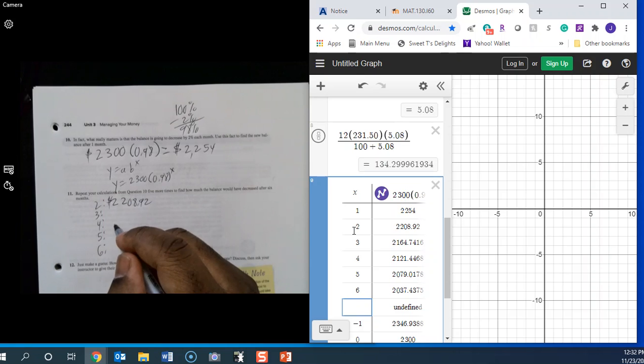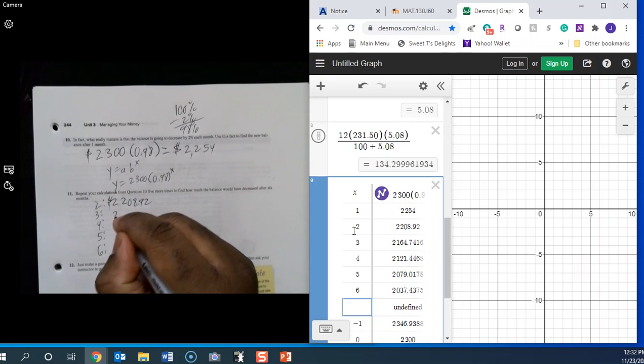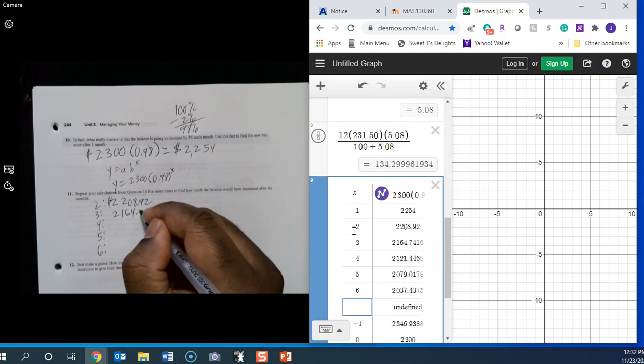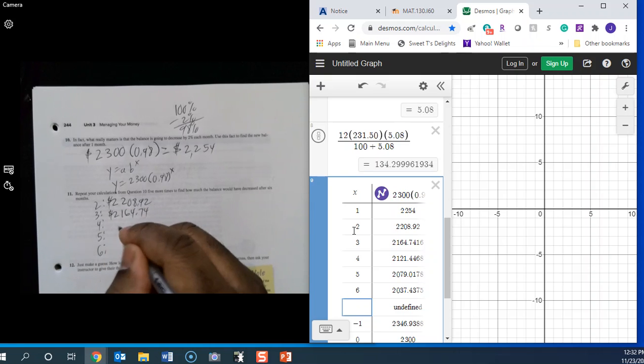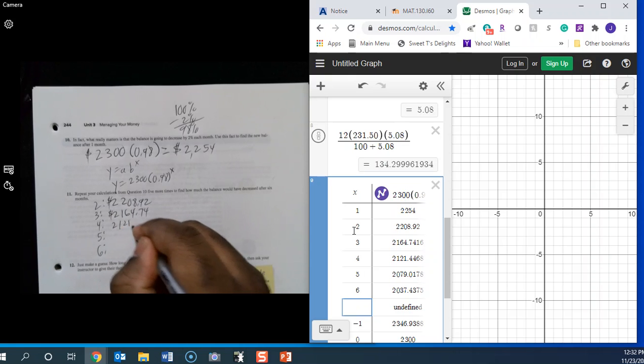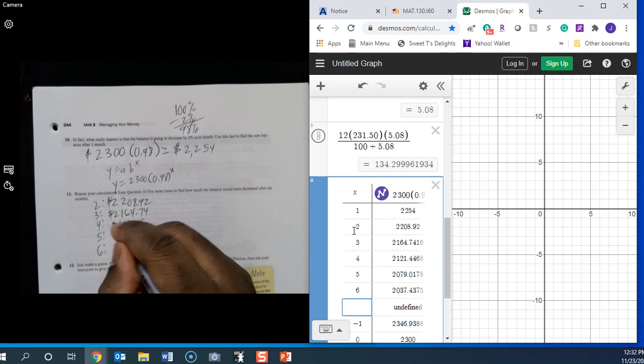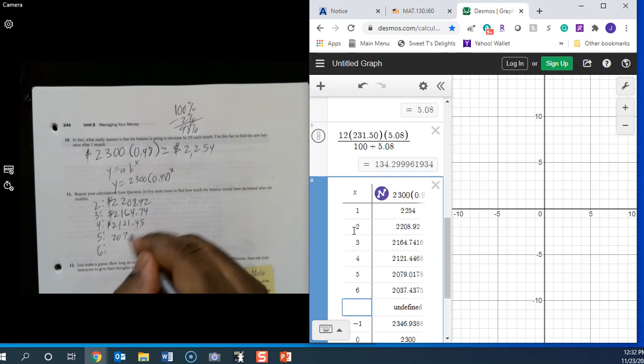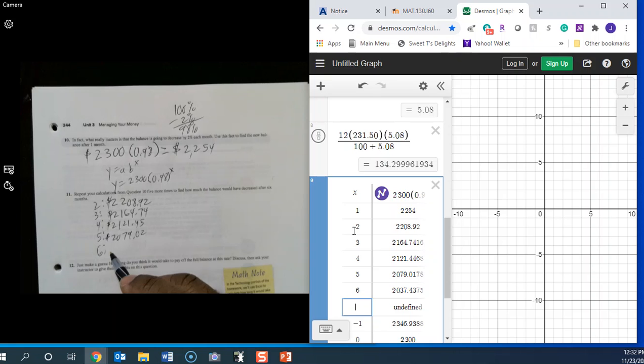So month 2, it'll be $2,208.92. Month 3, it'll be $2,164.74. Month 4, it'll be $2,121.45. Month 5, it'll be $2,079.02. And then month 6, it'll be $2,037.44.